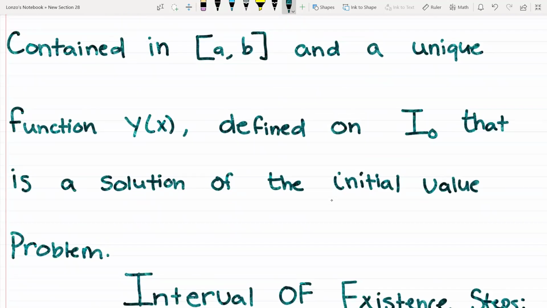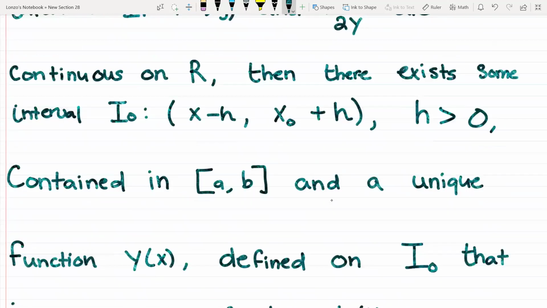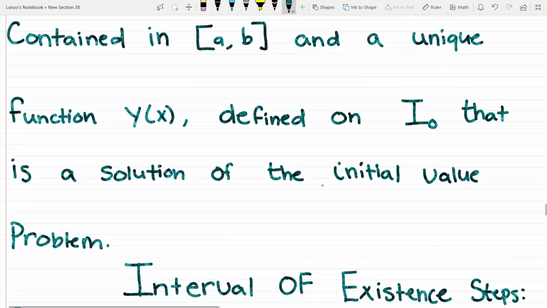So what does that really mean? It just means you can almost think of it as a domain. Your solution will be like in a domain. And let's do one problem.